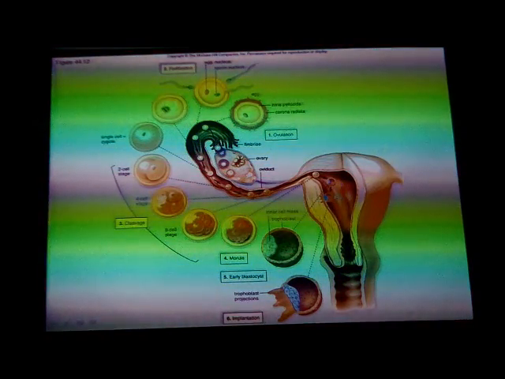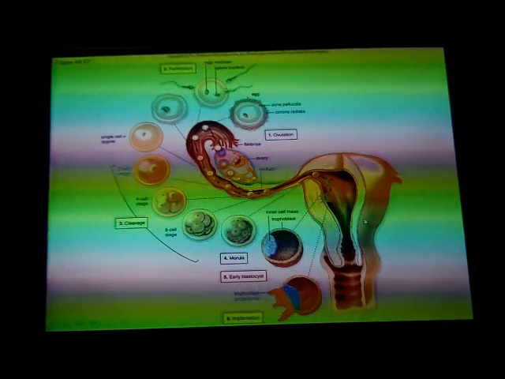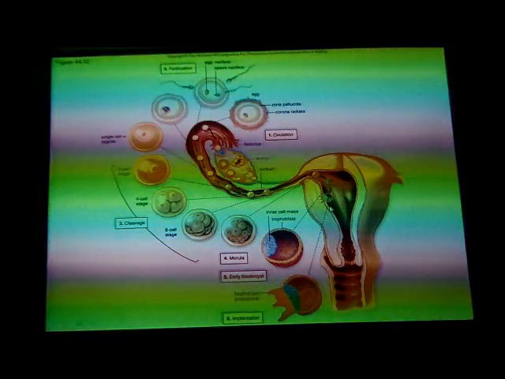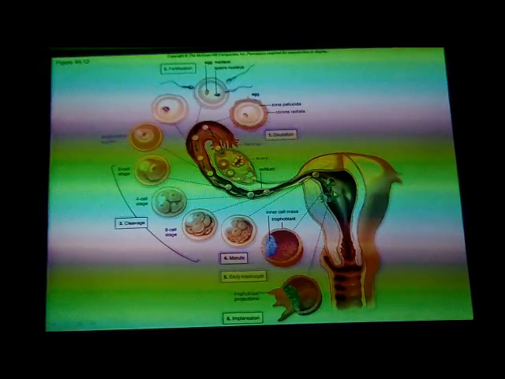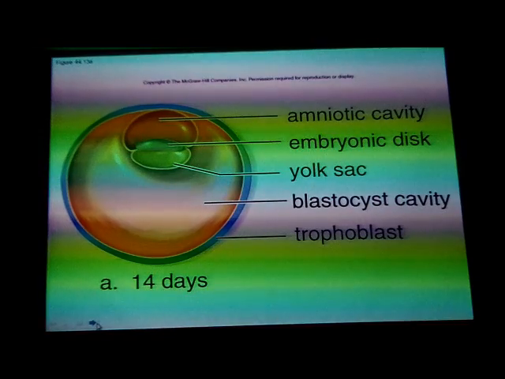That's 7 days after your parents had sex. Shh. This is your mom's uterus. That's what it looks like. Isn't that gross? And then you implant on the wall of the uterus, and then you develop.